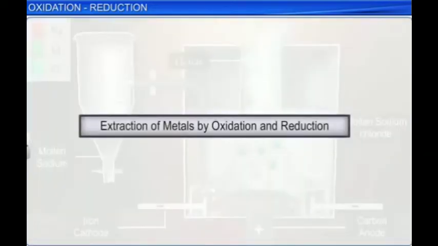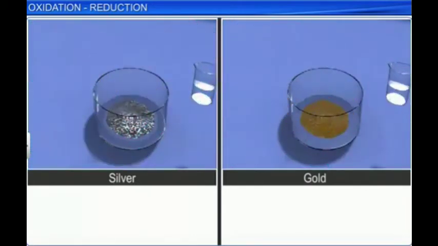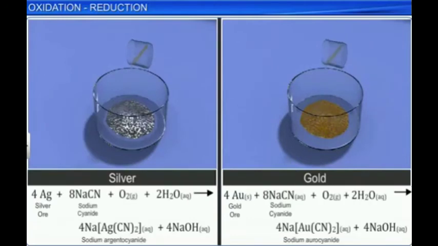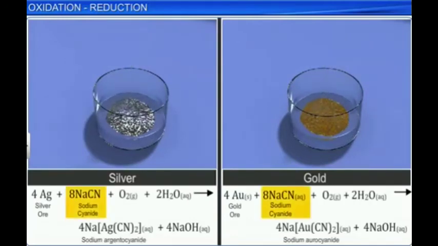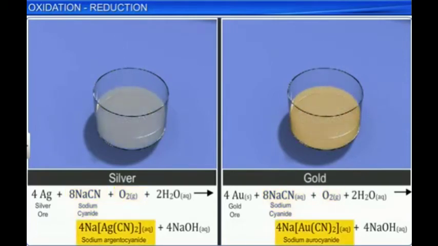Let us now see how metals are extracted by both oxidation and reduction. You have already studied that gold and silver are extracted by leaching their ore with cyanide ions. During the leaching process, silver or gold is treated with sodium or potassium cyanide in the presence of air to form the respective soluble complexes. In the process, silver is oxidized to silver ion and gold is converted into gold plus 1 ion.